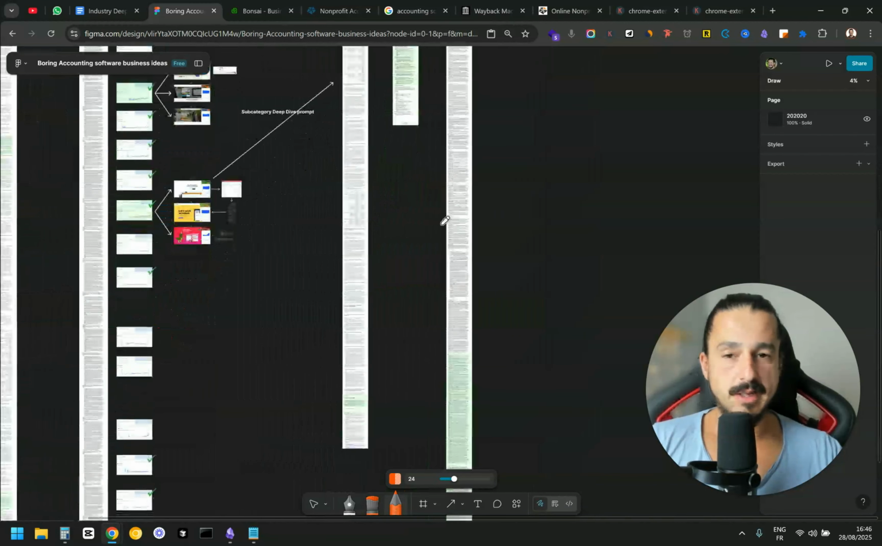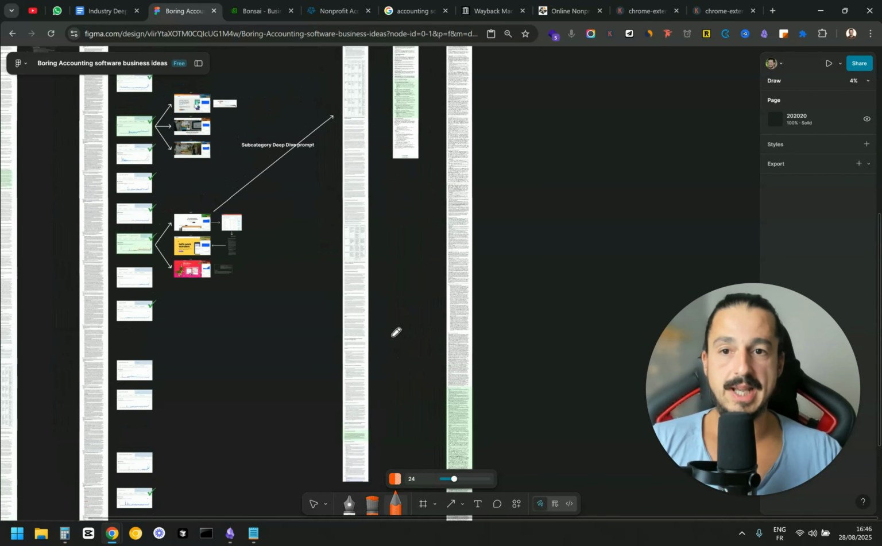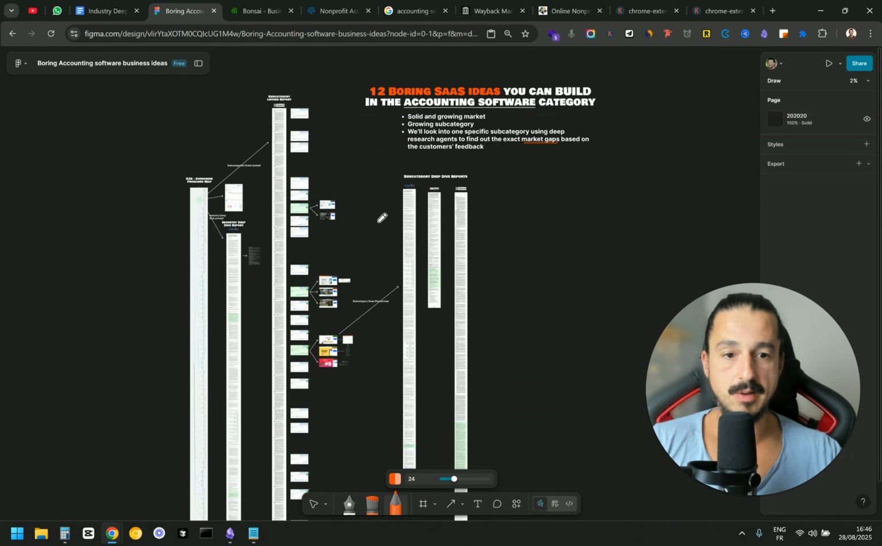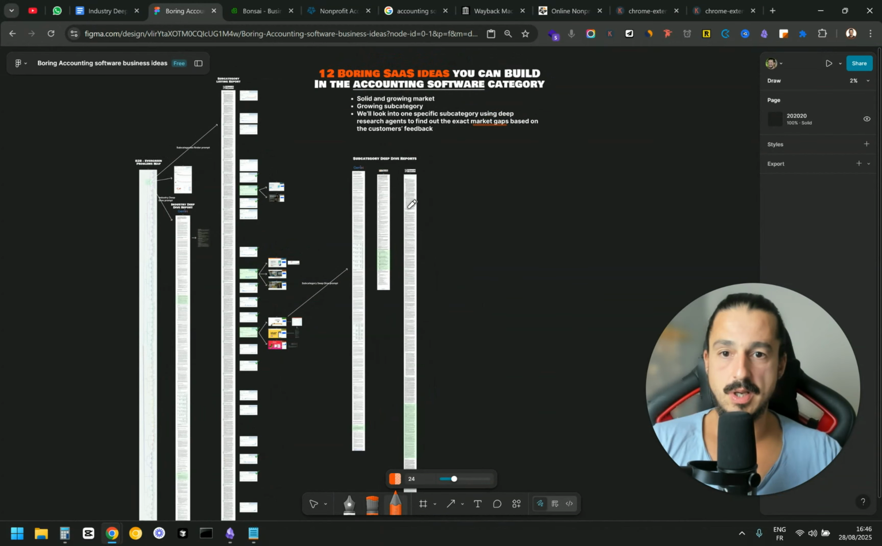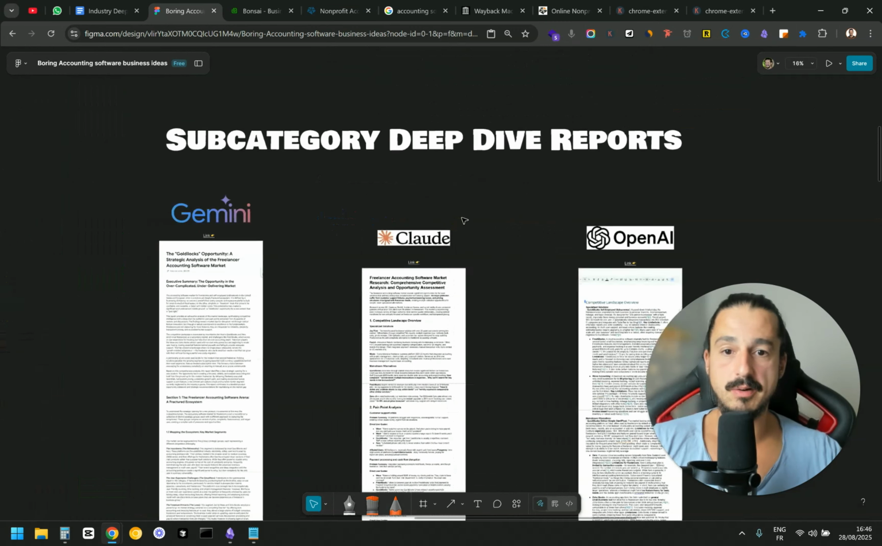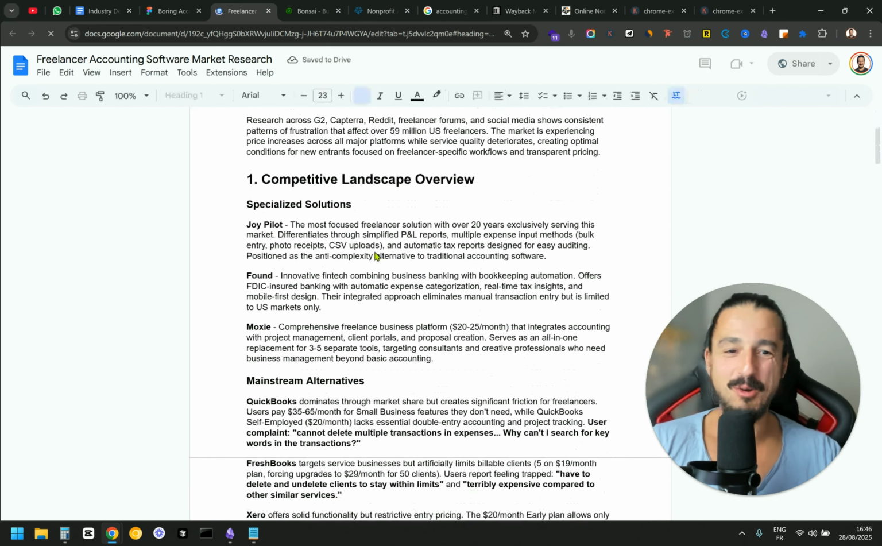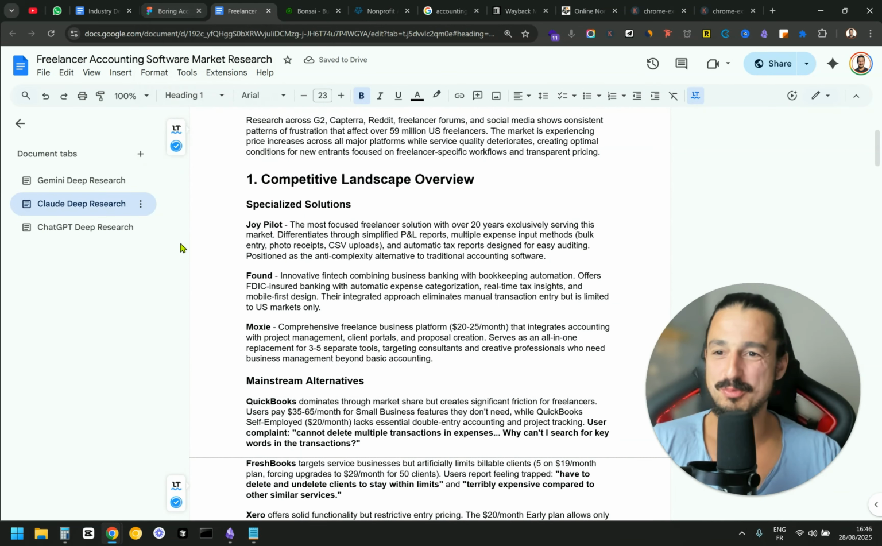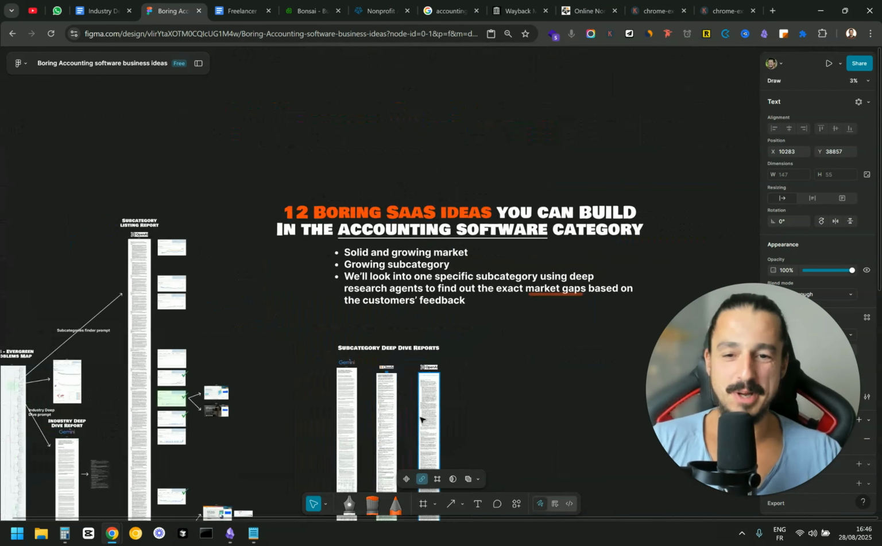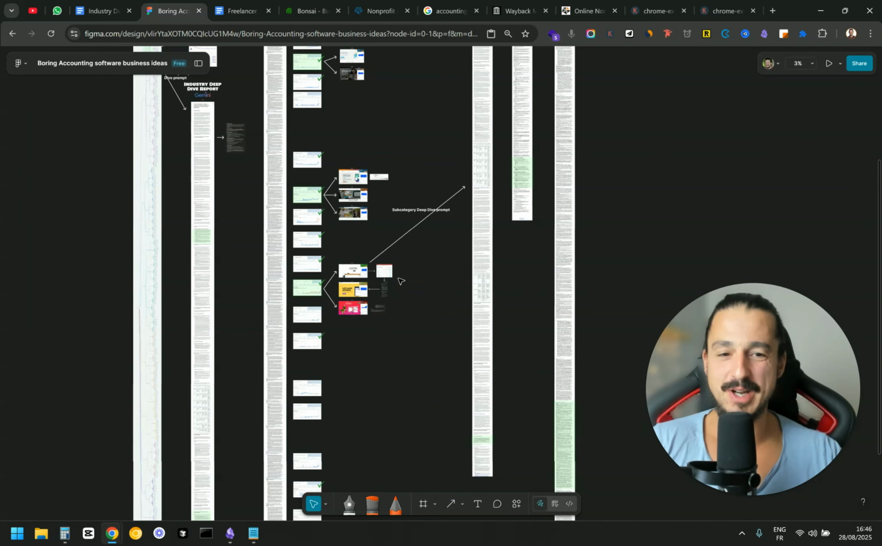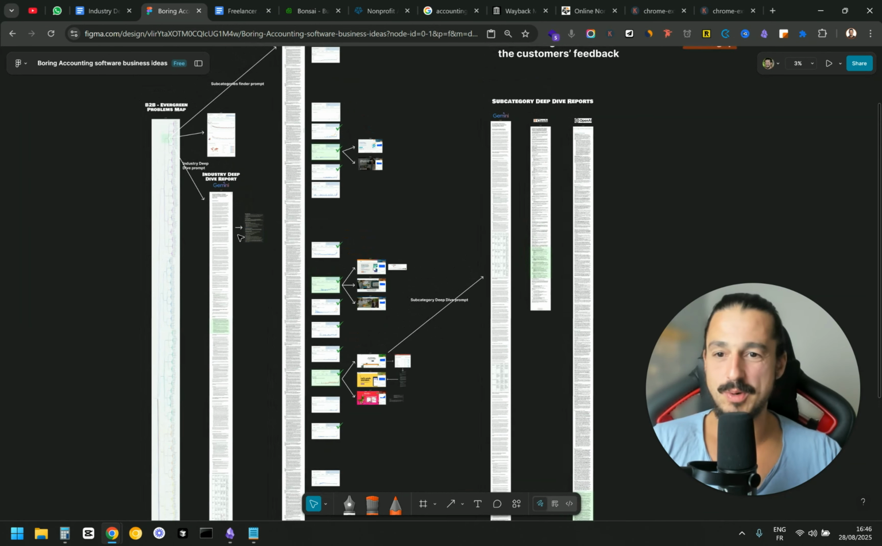You can read the other ones if you like. You can access this document. The link is in the description. So you can even click on each report if you want and read the whole report if you really want to build this kind of tool. But I think the main value is given already.